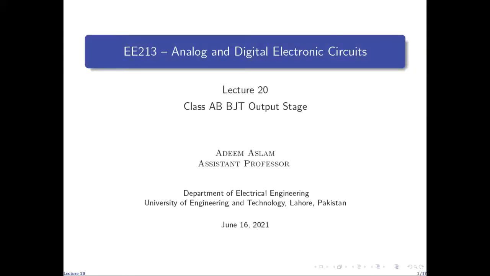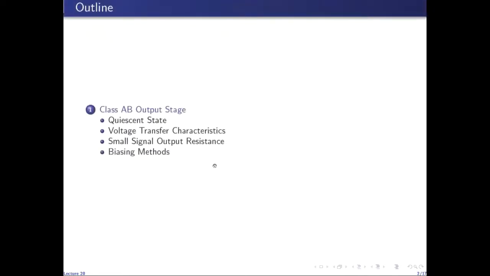Welcome to the 20th lecture on analog and digital electronic circuits, in which we will study the BJT-based class AB output stage. We will analyze the class AB output stage in the quiescent state. We will derive its voltage transfer characteristics. We will study its small signal output resistance. And we will look at some of the methods which are used to bias the class AB output stage.